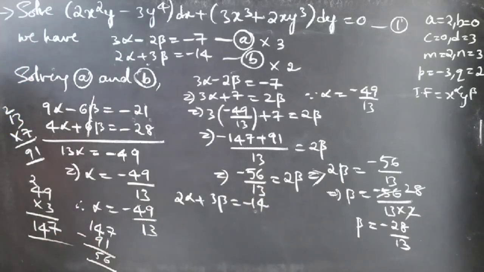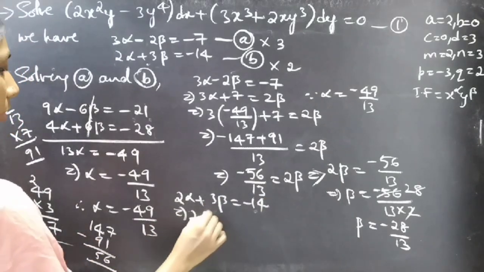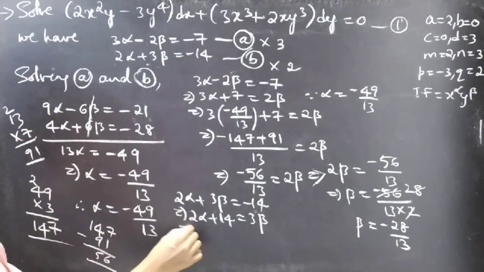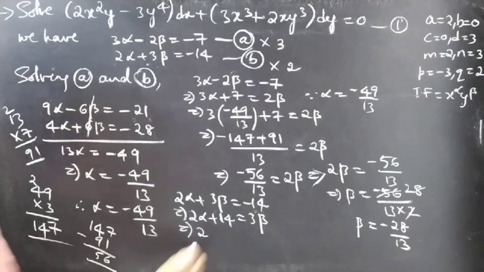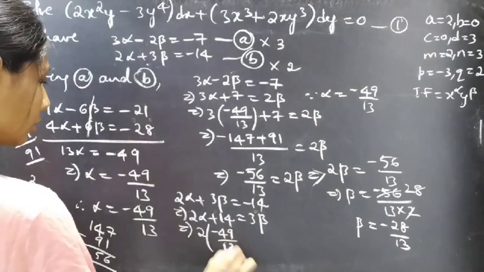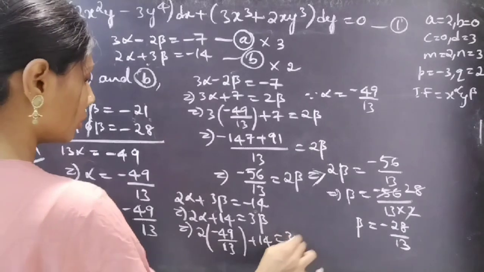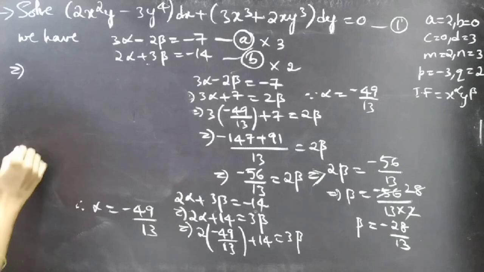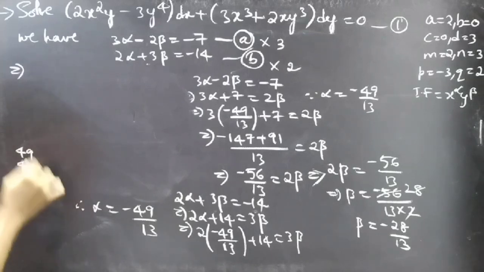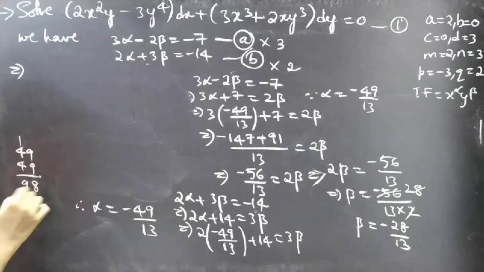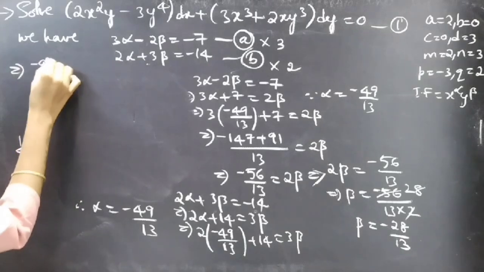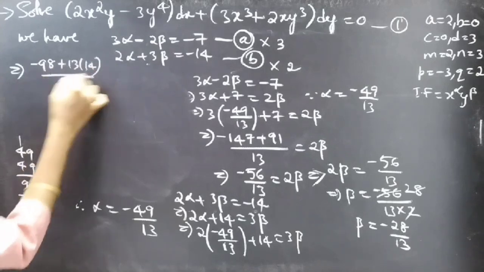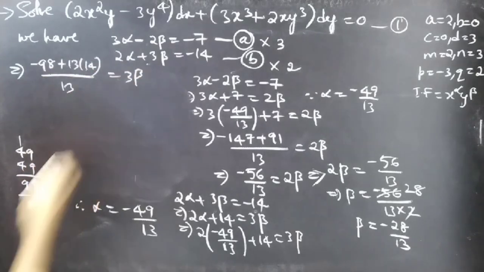Now bring this minus 14 to LHS, take this 3 beta to RHS, you'll get 2 alpha plus 14 equal to 3 beta. Now substitute the value of alpha, you'll get 2 times minus 49 by 13 plus 14 equal to 3 beta, which gives us minus 98 plus 13 into 14 by 13 equal to 3 beta, right?